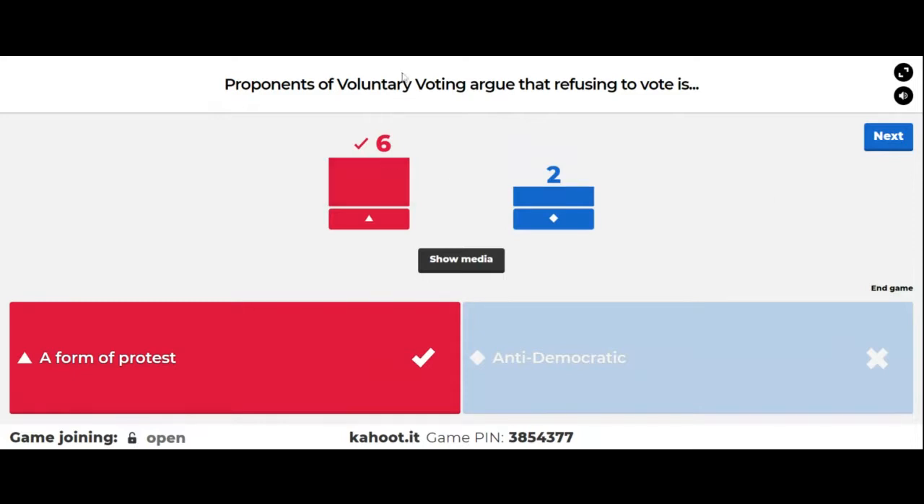I'm tricking y'all up with the wording here. If you want voluntary voting, then you say that your right to vote or not to vote can be a form of protest. Someone who supports compulsory voting might be more likely to say that not voting is anti-democratic.